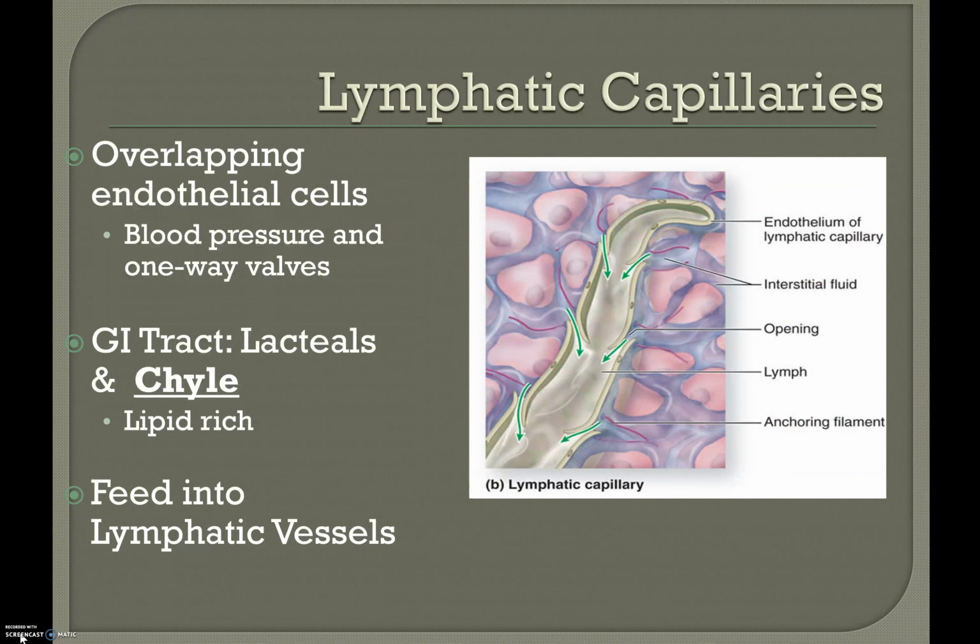Okay, now this is showing us a picture of a lymphatic capillary. We do see interstitial fluid surrounding the lymphatic capillary. Again, when there is a lot of fluid in the interstitial space, it enters the capillary via the overlapping endothelial cells. Those are shown by the green arrows in the diagram. The green arrows represent flow of interstitial fluid from the interstitial space into the lymphatic capillaries.